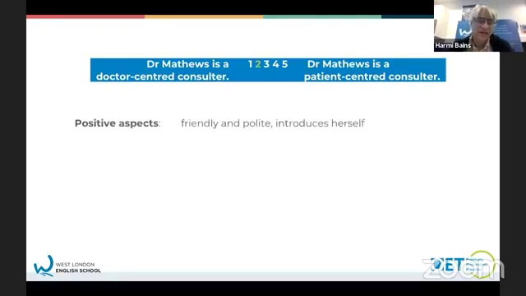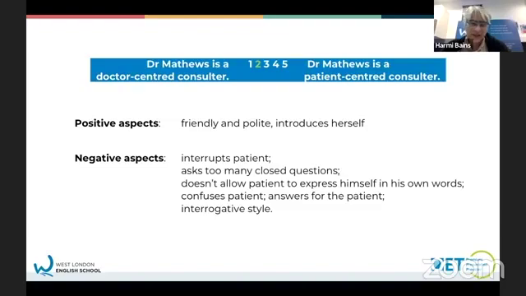It's not all bad. I mean, the doctor was friendly, and she was polite as well. And it was a nice introduction. She introduced herself nicely. But you're right. She interrupted the patient. There were too many closed questions. The patient couldn't express himself. And you're right, the doctor talked more than the patient, in fact.